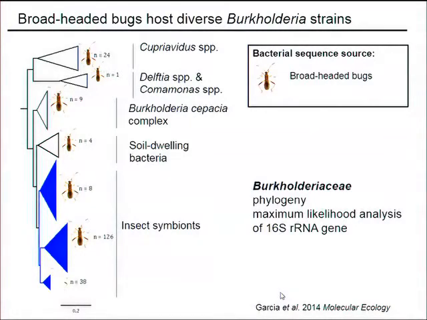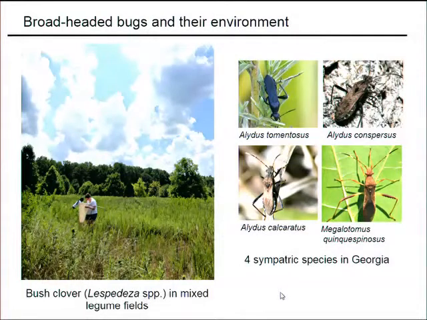After we surveyed just the hosts, we went back and looked for the same bacteria in the environment. These bugs all live sympatrically, in Georgia at least, and they live on this plant called bush clover, which grows all over the state. The DOT actually uses it to stabilize banks near the highway because it has such a deep root, so it's all over the place. And these bugs live on it and feed on it, and if not their only source of food, it's the most dominant one.